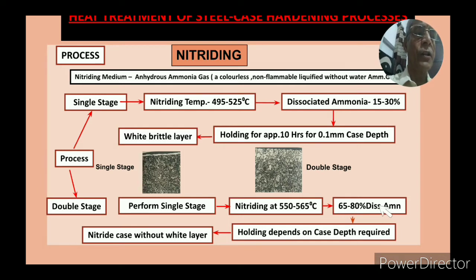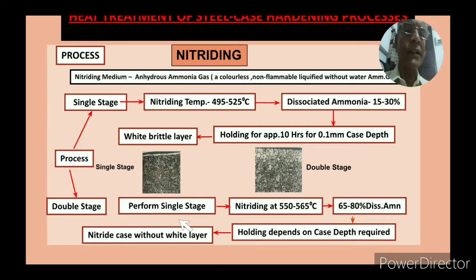For this reason, you have to use a separate generator for this ammonia, so that it gets higher ammonia and then it gets dissociated here, and you get around 65 to 80%. Then the holding time again depends on the case depth required. Whatever case depth you want, accordingly you hold. And it comes out, and in this case there is no white layer. Whatever was the white layer has been removed or minimized, and you get a nitrided case without white layer.